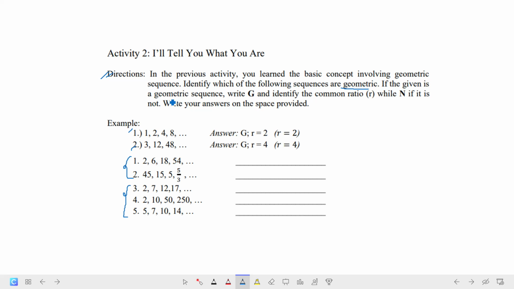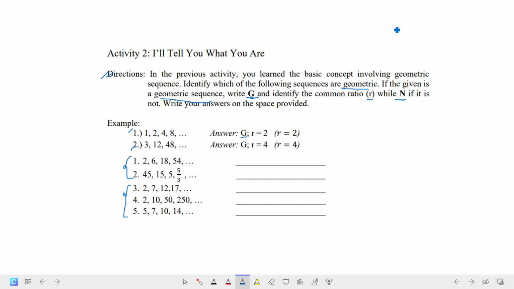If the given is a geometric sequence, we are going to write G and identify the common ratio R, while N if it is not. Write your answer on the space provided. So based on the instruction, we are just going to write G and N. G for geometric sequence, and N if not a geometric sequence.